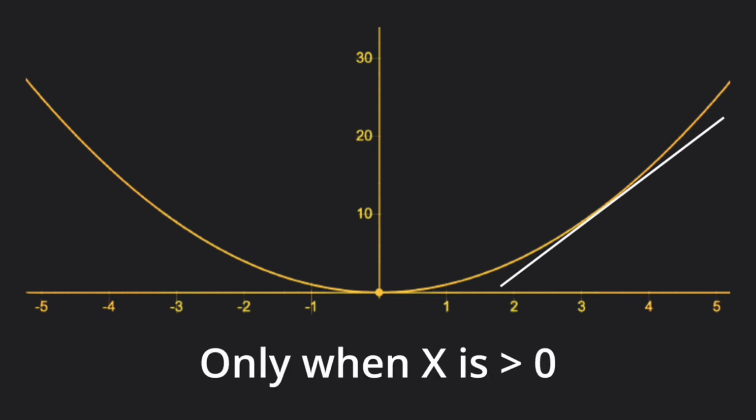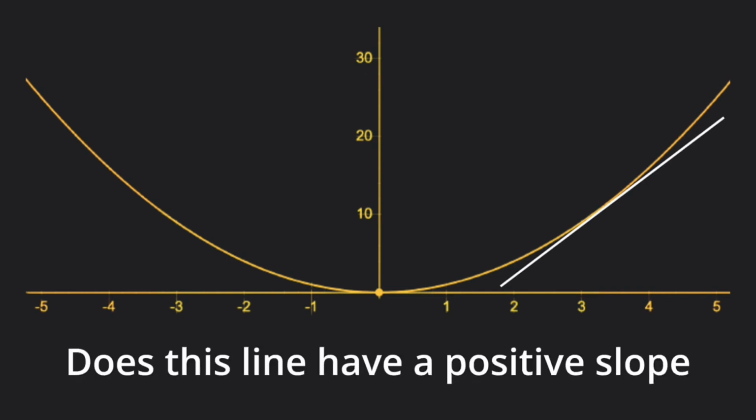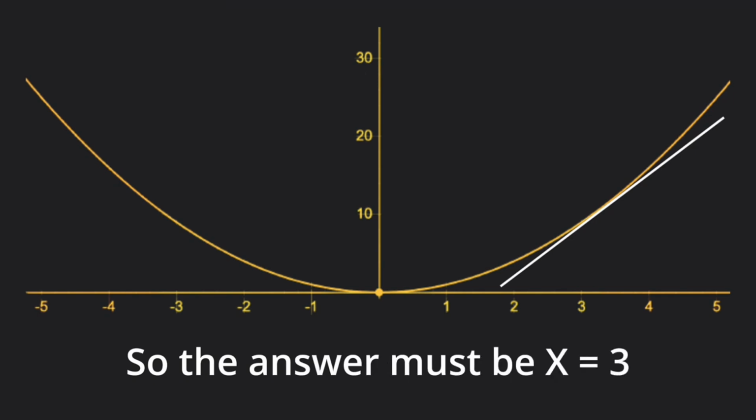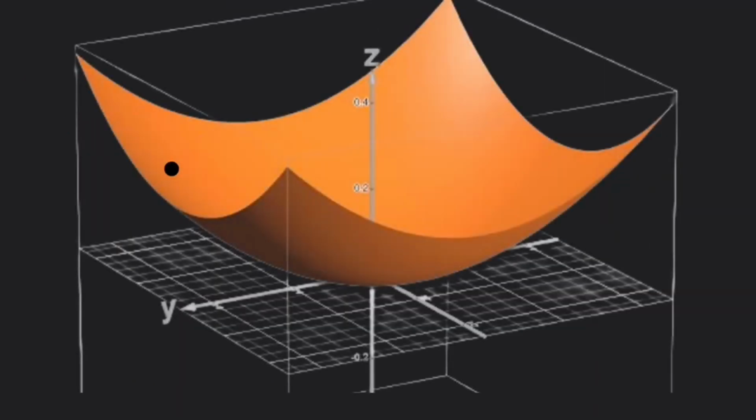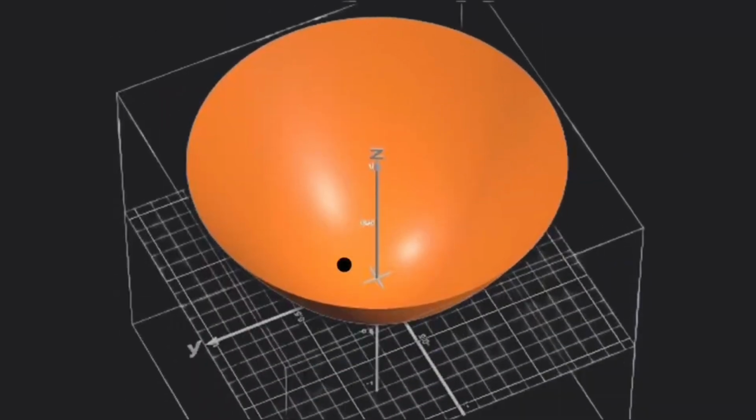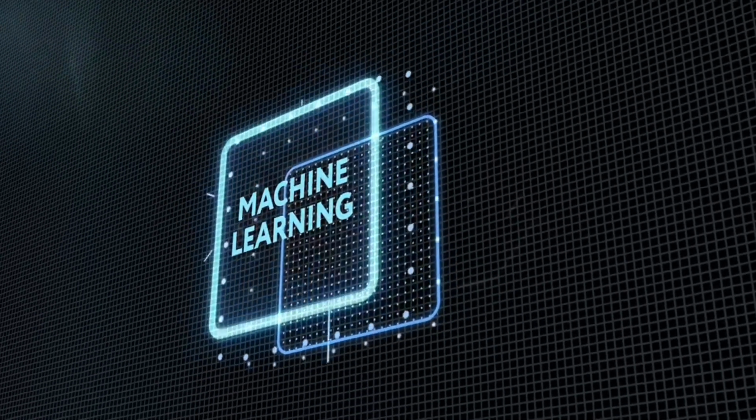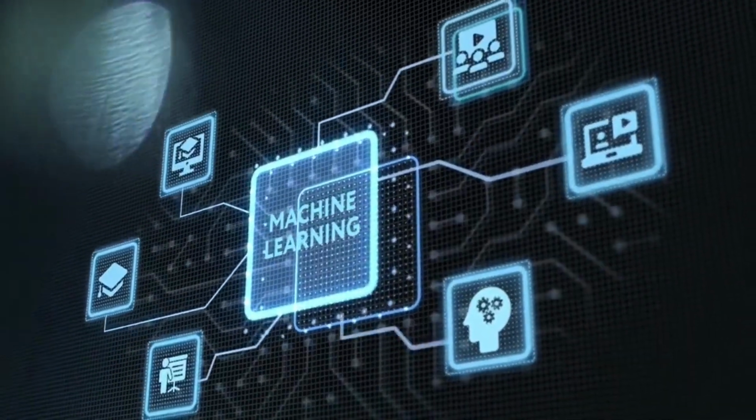Only when x is greater than 0 does this line have a positive slope, so the answer must be x equals 3. This might seem simple or obvious, but it's actually critical to visually understanding gradient descent, the first ML algorithm everyone should learn. That video is linked in the description if you're interested in watching it next.